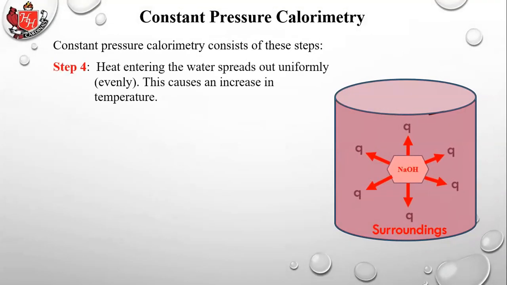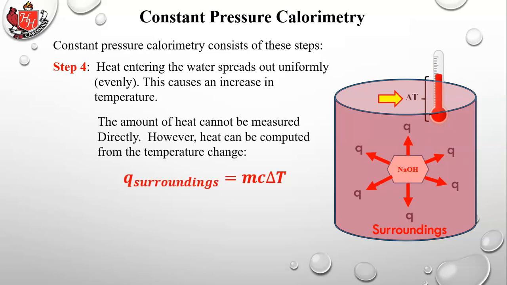Step 4, the heat entering the water spreads out uniformly, evenly. This causes an increase in the temperature. So over there, you're going to see that thermometer is going to go up. There's an increase in temperature there. So the amount of heat cannot be measured directly. However, the heat can be computed from the temperature change.